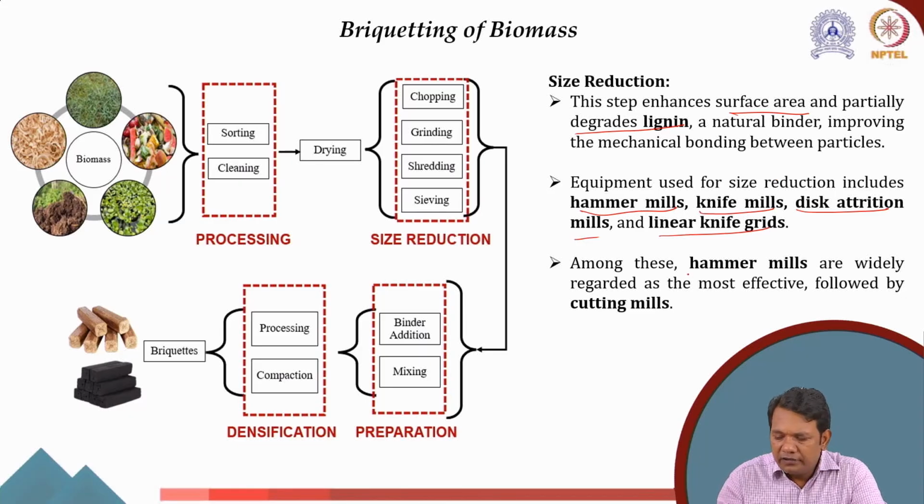Out of this, the hammer mills are widely regarded as most effective, followed by cutting mills. The reason is, of course, one is the uniformity in size, we get better, and the second is related with the power requirement and the simplicity. Hammer mills are very simple to operate, and that's why they are most widely used. However, there can be other mechanisms as well.